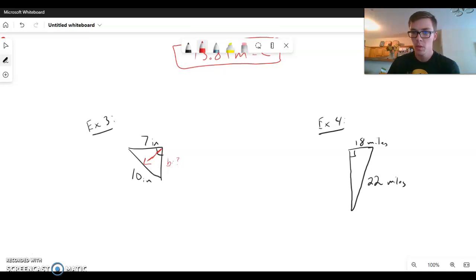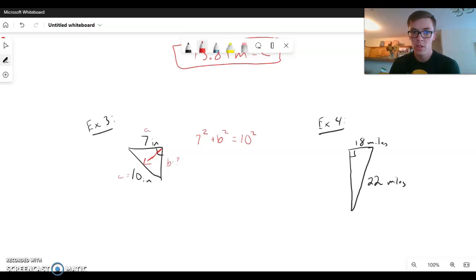Leg squared plus leg squared equals hypotenuse squared, okay? We have 7 is our leg, and then 10 is our hypotenuse, because 10 is that opposite side. So one of the legs that we know is 7 squared, plus, we don't know the other leg, so I'm going to leave that as b squared, equals our hypotenuse squared, which is 10. So I'm going to go 10 squared.